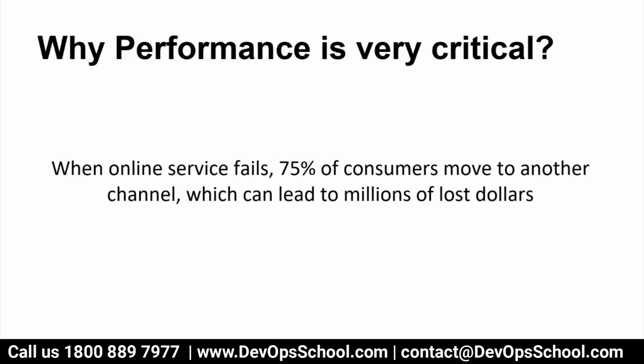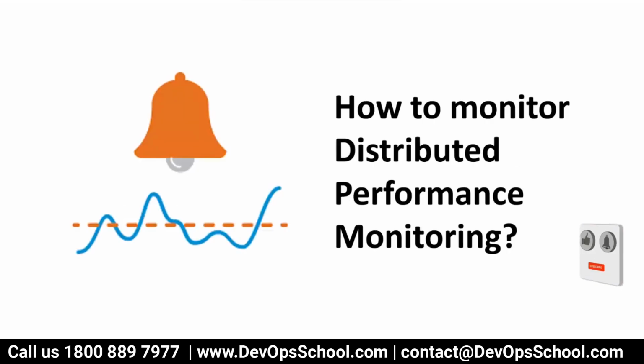Let's say you want to have a meeting, and GoToMeeting is not working well. You move to Teams meeting or Zoom meeting, something like that. So you have so many options available right now. So monitoring performance is very important. Now the next question is, how do we do that?